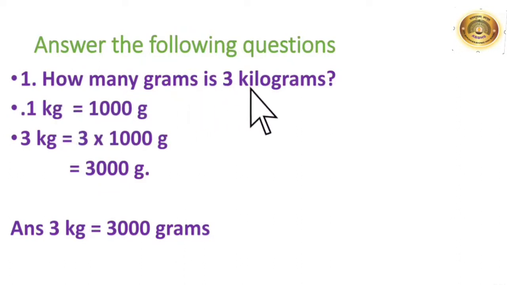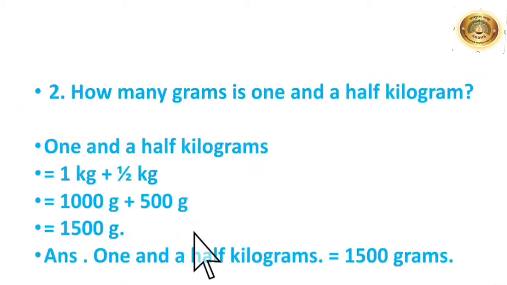How many grams is 3 kilograms? 1 kg is equal to 1000 grams. Therefore 3 kg is equal to 3 into 1000 grams, which is 3000 grams. So the answer is 3 kg is equal to 3000 grams.